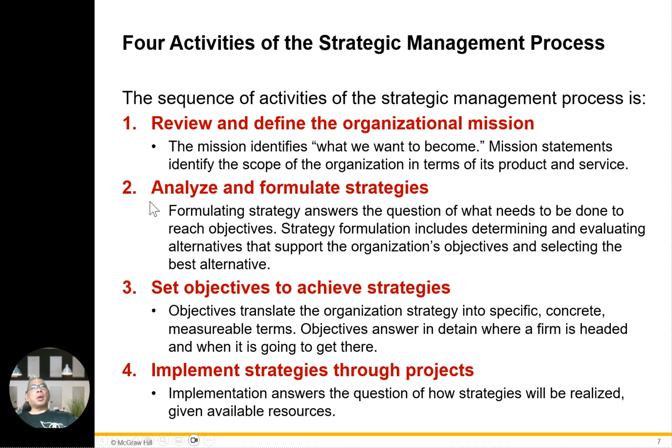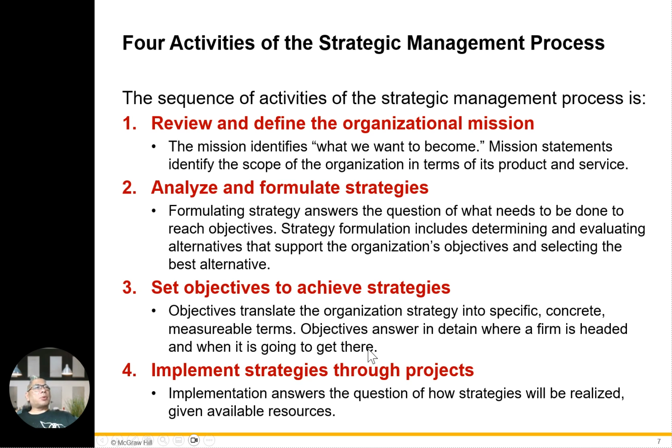Number two, analyze and formulate strategy. Formulating strategy answers the question of what needs to be done to reach the objectives. Strategy formulation includes determining and developing alternatives that support organization objectives and selecting the best alternative. Number three, set objectives to achieve strategies.